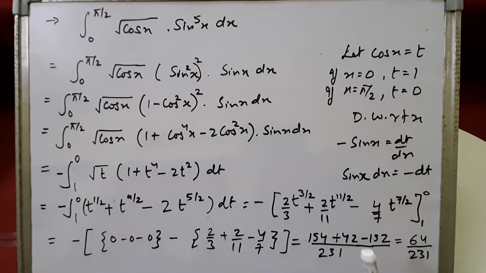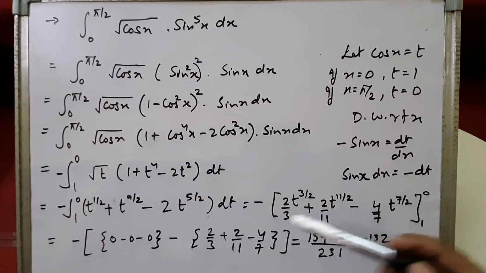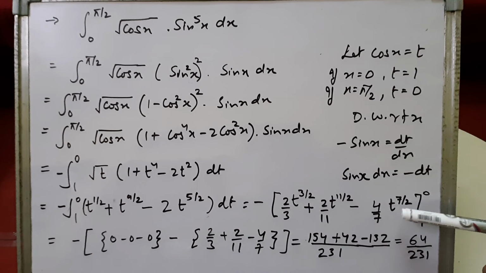t to the power 9 by 2, when we integrate, we'll get t to the power 11 by 2 upon 11 by 2. With the reciprocal, it will become 2 upon 11. t to the power 5 by 2 will become t to the power 7 by 2 upon 7 by 2. So with the reciprocal, 2 upon 7. So 2 is already here. So 2 into 2 upon 7, it will be 4 upon 7. Lower limit 1, upper limit 0.